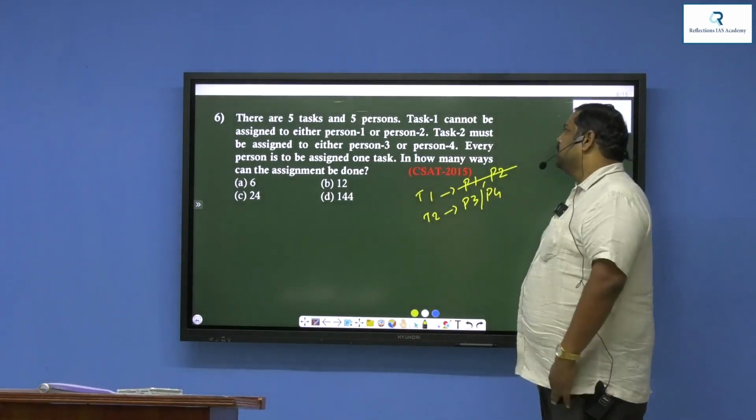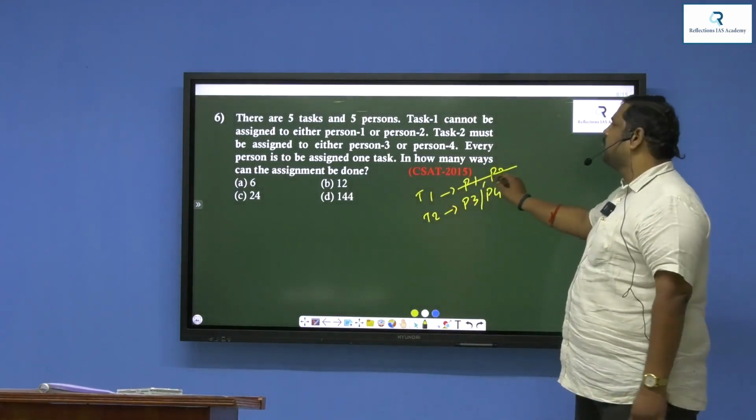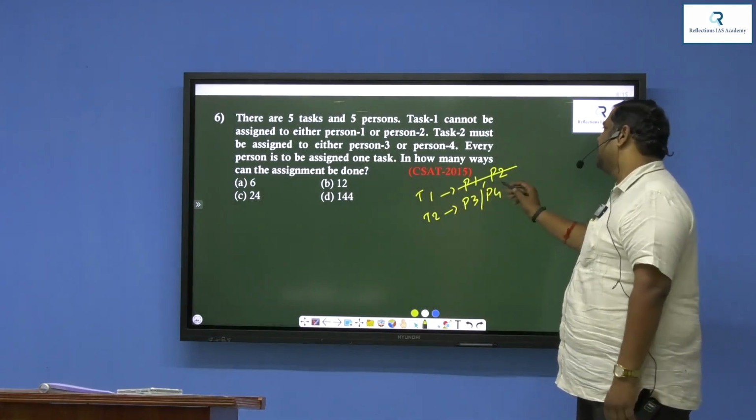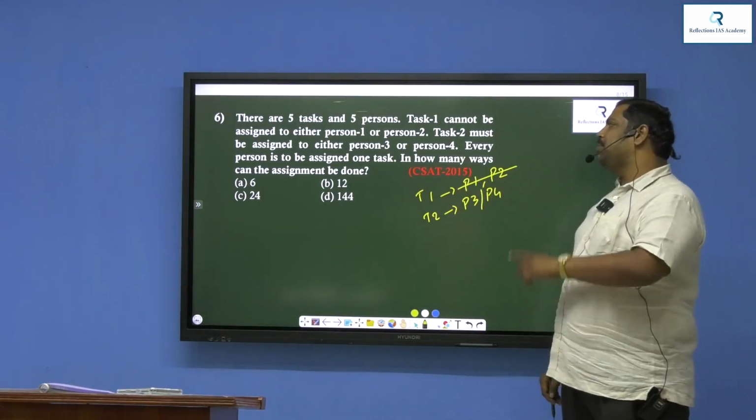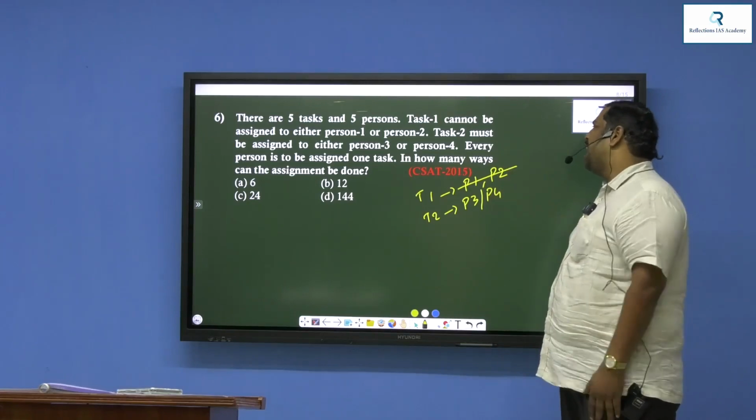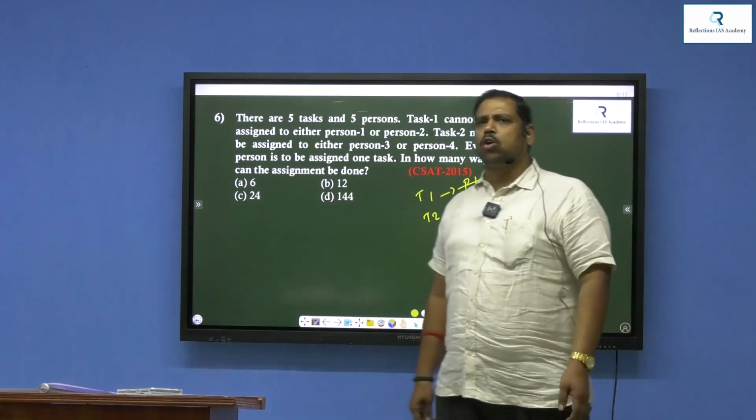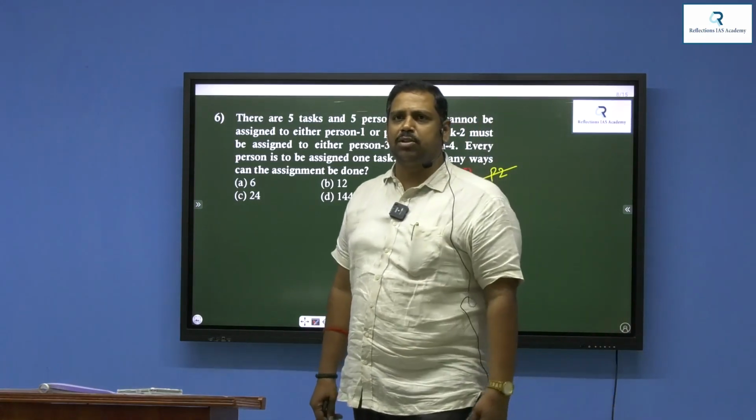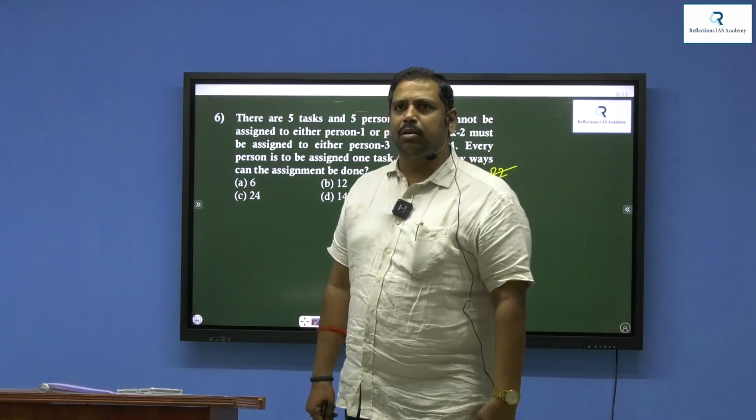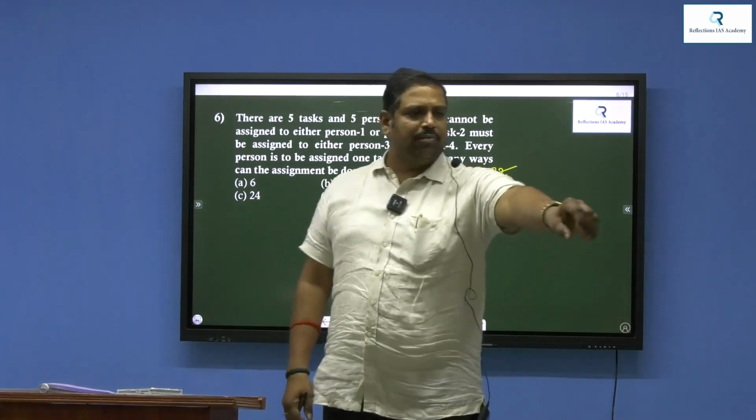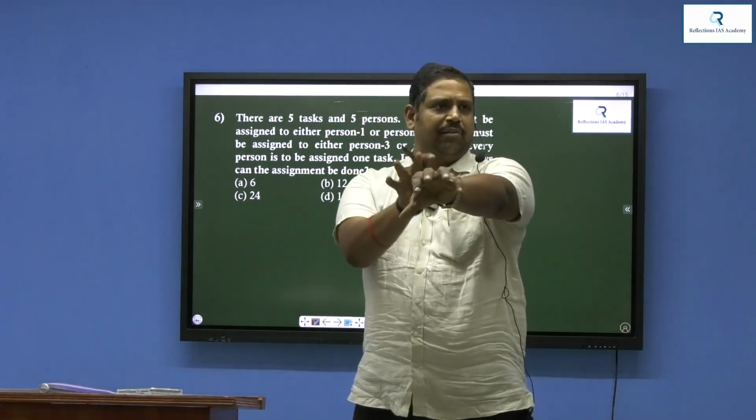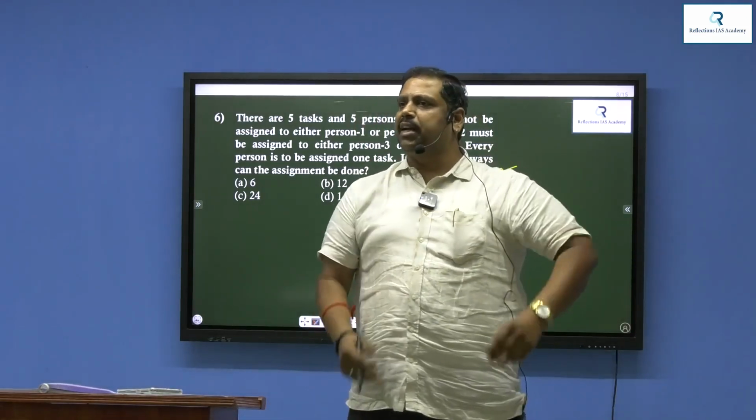Okay. Task 1 cannot be assigned to person 1 or person 2. Task 2 must be assigned to either person 3 or person 4. Every person is assigned one task. How many ways can the assignment be done? Again, same thing: is it permutation or combination? You tell me, permutation or combination? That's it. For person 1, what I have assigned, for person 2, what I have assigned, if I interchange, are those different cases or not?